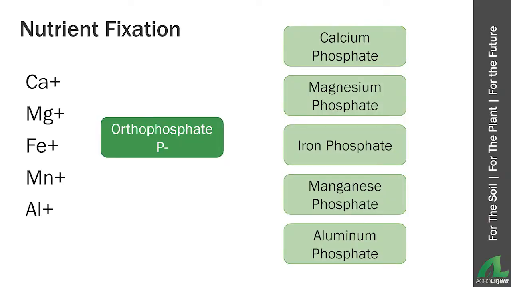Phosphorus actually interacts with a lot of nutrients in the soil. Being a negative charge, it can be fixed or tied up with any of the positive charges in the soil. So some of these include calcium, magnesium, iron, and manganese. All of these positive charges, just like a magnet, can be tied to that negatively charged phosphorus. When this tie-up occurs, the readily available phosphorus is unavailable to your crop.